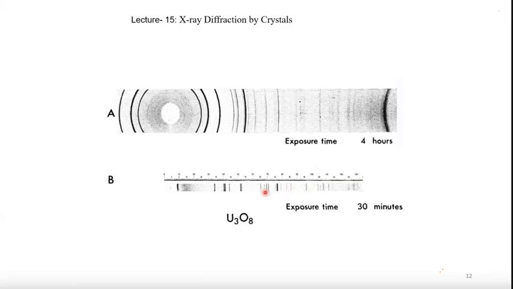Here it is uranium oxide. I said that depending on the element in the sample, a heavy element gives us better resolved, intense peaks. So here the exposure time is 4 hours compared to 30 minutes for the Debye-Scherrer camera, and it is rather well resolved. This one is much better resolved than that of the Debye-Scherrer camera.